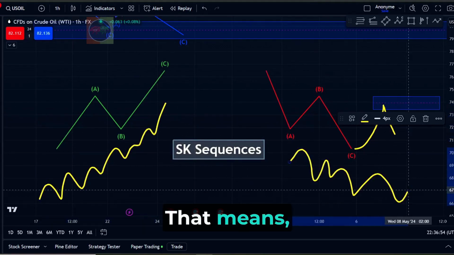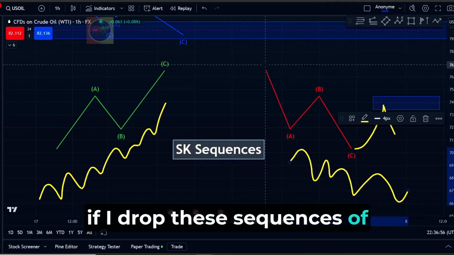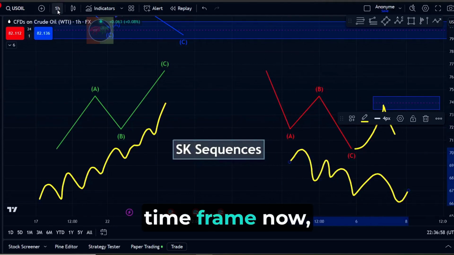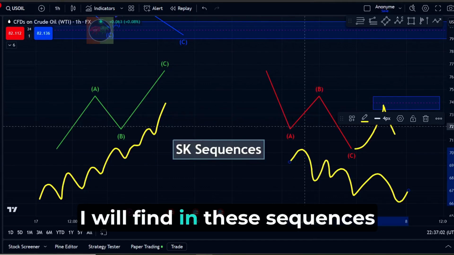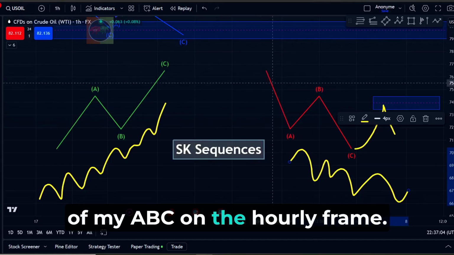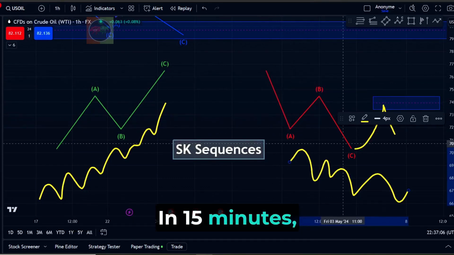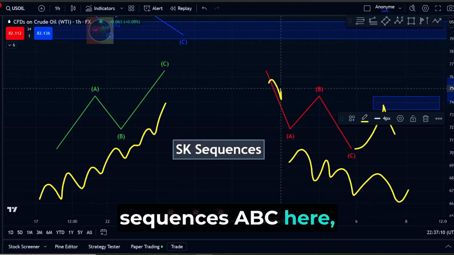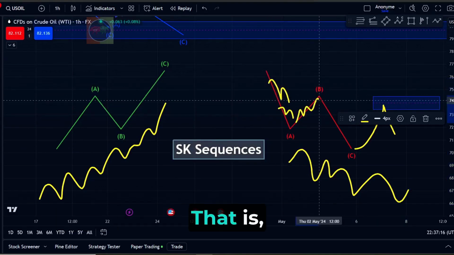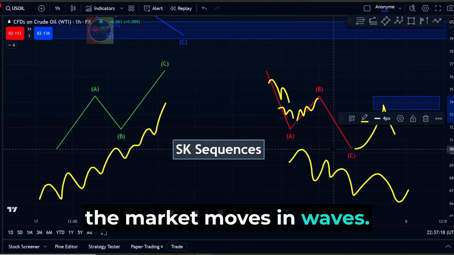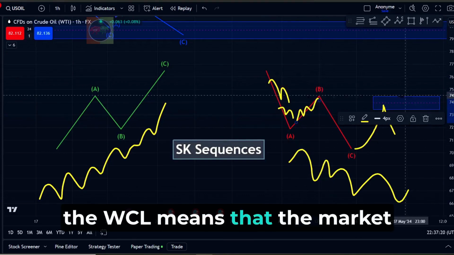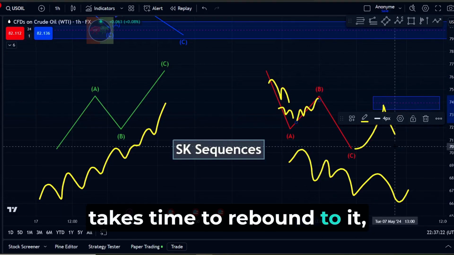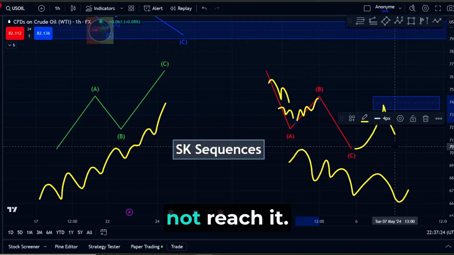Okay? That means if I drop these sequences of mine into the hourly time frame now, if I change the hour to 15 minutes, I will find in these sequences of my ABC on the hourly frame, in 15 minutes, I might find sequences ABC here, sequences ABC here, sequences ABC here. That is, the market moves in waves. Therefore, the WCL means that the market takes time to rebound to it, and sometimes it may not reach it.